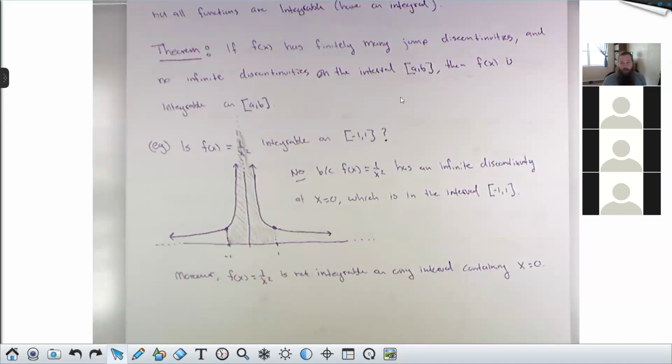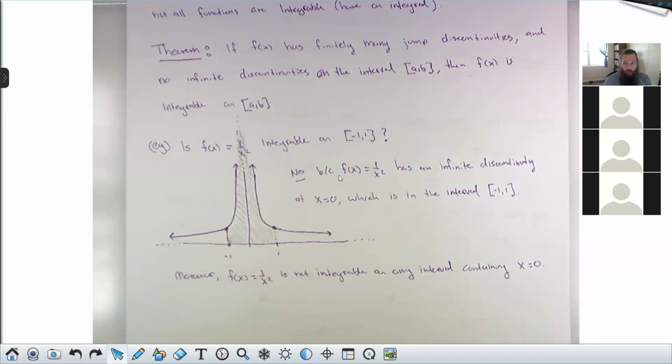Remember when we talked about classifying discontinuities? You've got jump discontinuities, removable discontinuities, and infinite discontinuities. Removable discontinuities, it turns out, we don't even care about those. The integral does not care about removable discontinuities. Those are fine. But jump discontinuities, you need to have finitely many of them. And infinite discontinuities, you can't have any of them. This function does have an infinite discontinuity on this interval, specifically at 0, so it's not integrable there.